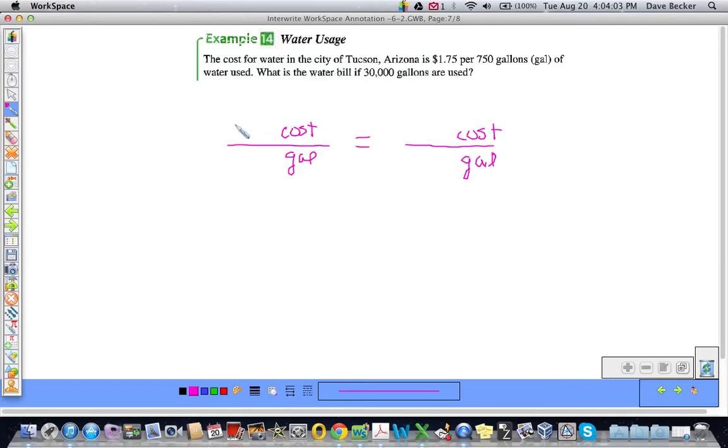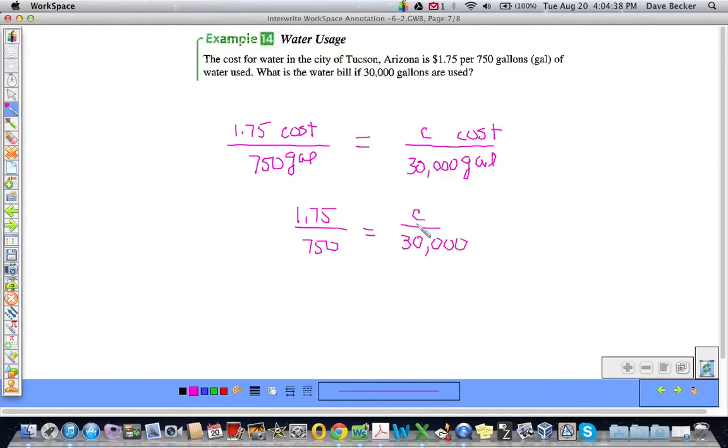I know that it costs $1.75 per 750 gallons. And I know that I need 30,000 gallons, so I'm putting the labels with the particular units, and I want to know what it costs. What is the water bill, or what is the total cost? So I'm just going to let C represent the cost, or the bill. So what this really turns into is this proportion right here. 1.75 over 750 is equal to C over 30,000.